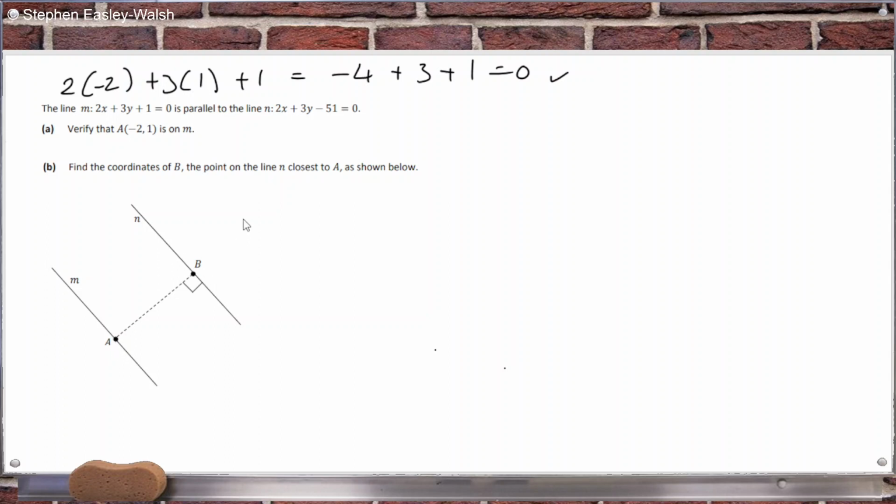Find the coordinates of B, the point on the line N closest to A. Now, I know one way to do it. It's the intersection of two lines. I'm just trying to think, is there a smart way to do it?